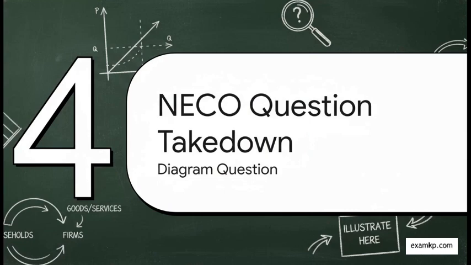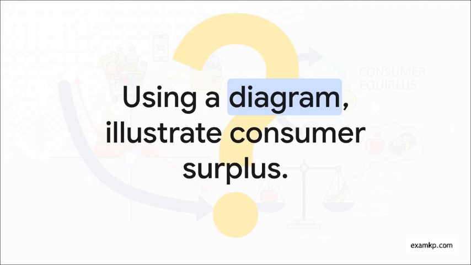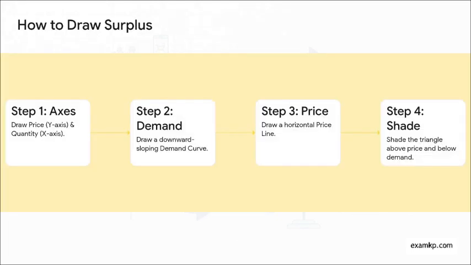The question is as straightforward as it gets. Using a diagram, illustrate consumer surplus. And let me tell you, getting this right can earn you a solid 5 to 10 easy marks. We're not leaving those on the table. Okay, let's build this graph together, step by step.